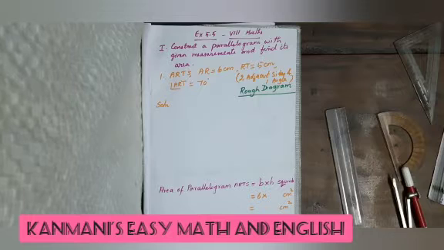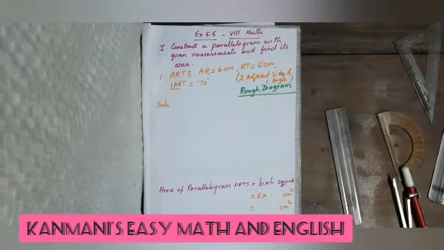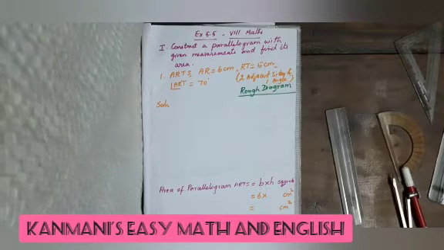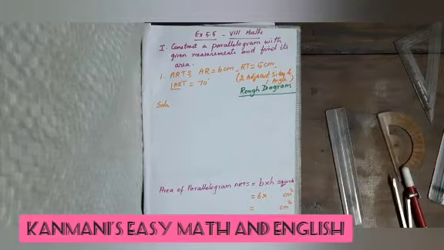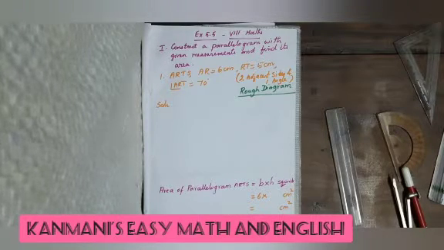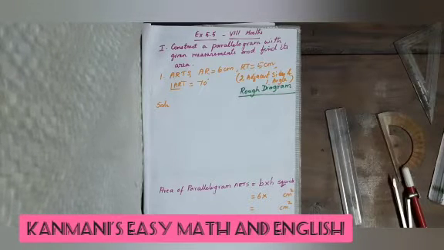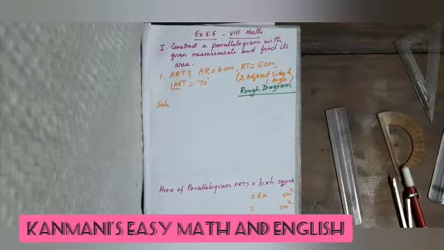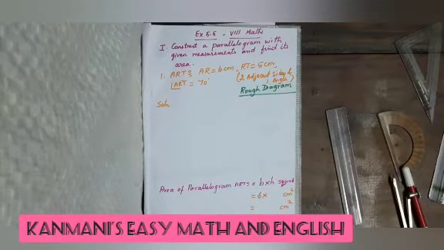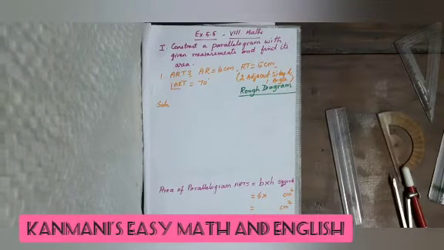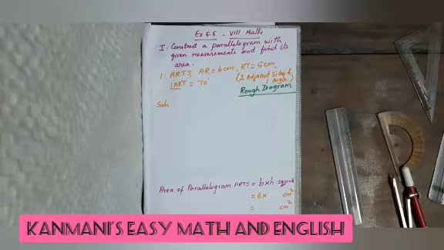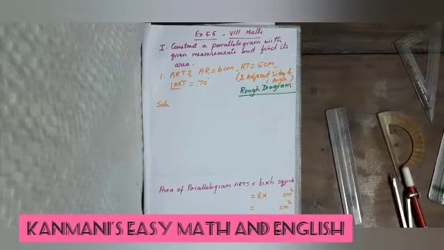Today we are going to see construction of parallelograms in 8th standard maths. So it is exercise 5.3.5 in Samacheer Kalvi. Roman letter 1, construct a parallelogram with given measurements and find its area. Subdivision 1, ARTS, where AR equal to 6 cm, RT equal to 5 cm and angle ART is equal to 70 degree. So here, two adjacent sides and one angle has been given.